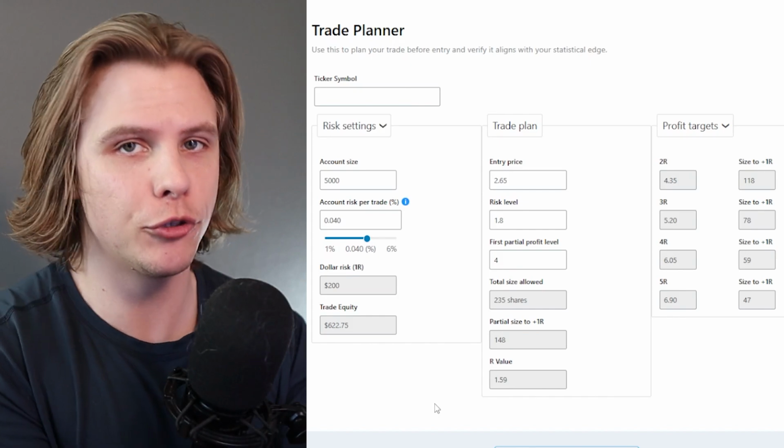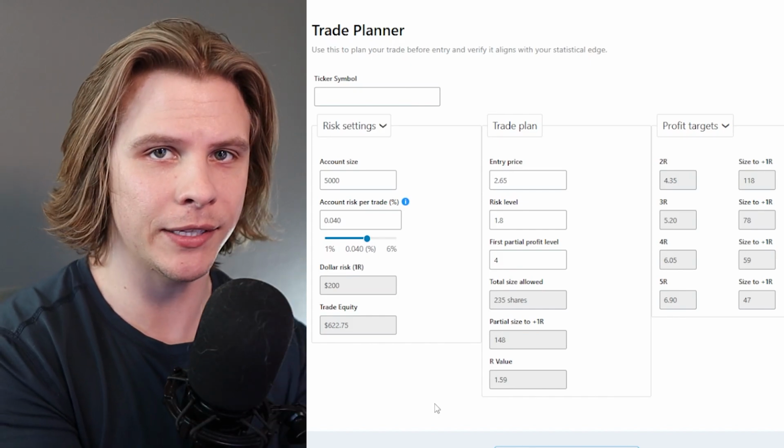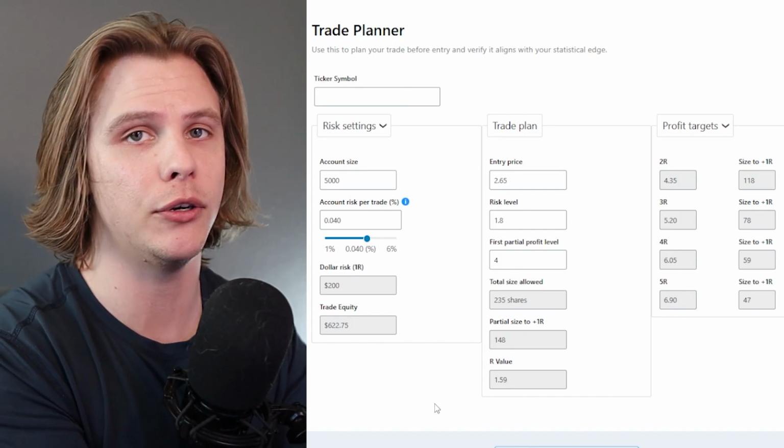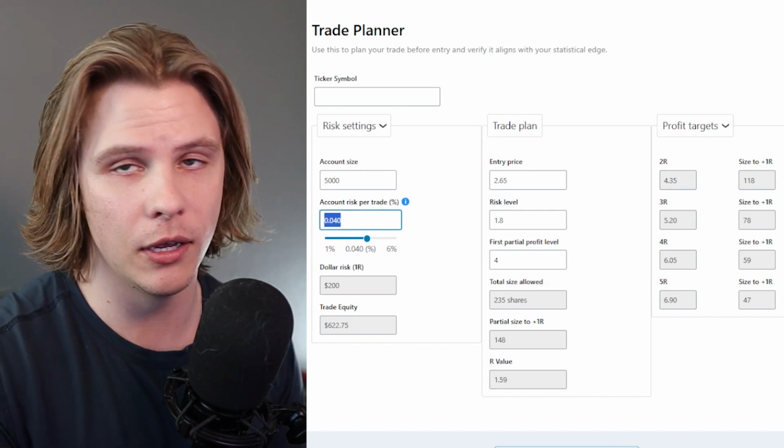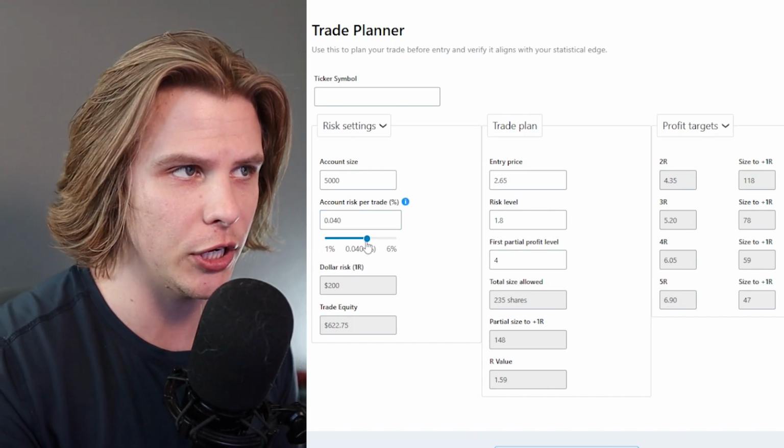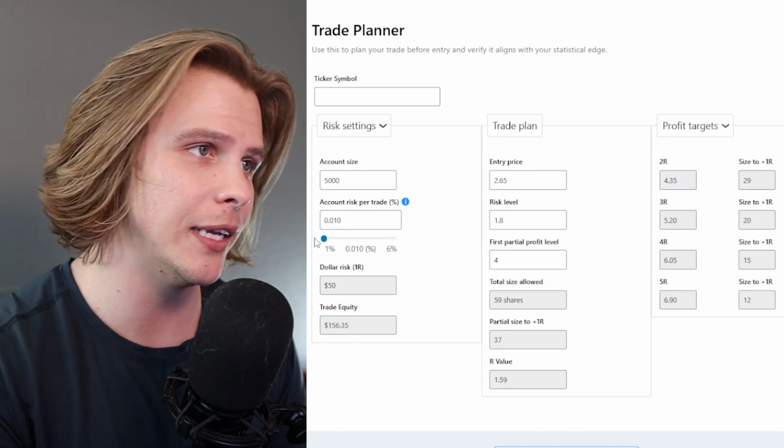And what's really cool about the trade planner is that it tells you exactly how many shares you can risk based on your account size, assuming that you're willing to risk 4% of your account per trade. And you can adjust this to as low as 1%, as high as 6%.